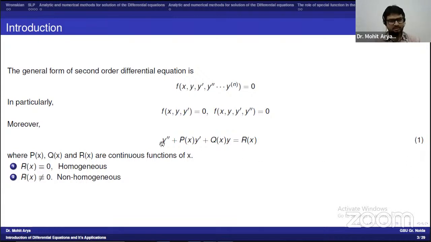Equation number 1, which is y'' + p(x)y' + q(x)y = r(x), where p, q, r are some continuous functions of x, and here y' denotes the first order derivative of y with respect to the variable x, and y'' shows the second order derivative of y with respect to x. So if r(x) is 0, then this equation 1 will be homogeneous, and if r(x) is not equal to 0, then it will be a non-homogeneous differential equation.